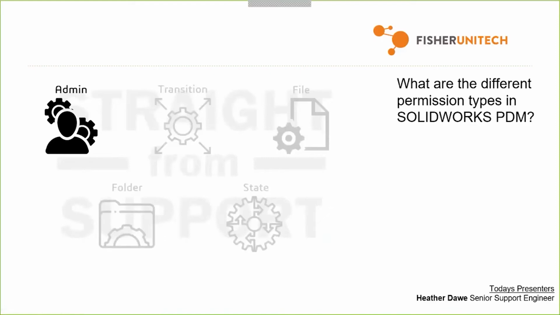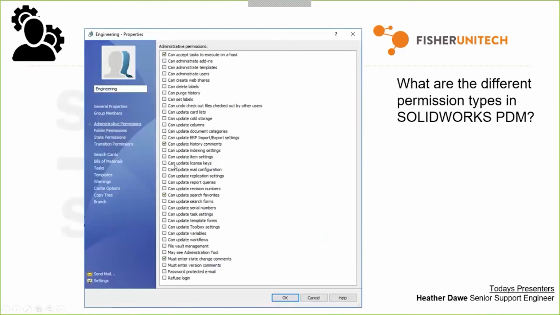So the first thing we want to cover are the admin permissions. The purpose of admin permissions is to control access to the admin tool, and to control what a person can do with managing users, managing data cards, managing workflows, and whether they have to give comments or not. There are several admin permissions available with PDM. This screenshot is of a PDM Pro vault, and these are all the admin permissions available here. If you're in PDM Standard, you may see a few different permissions.